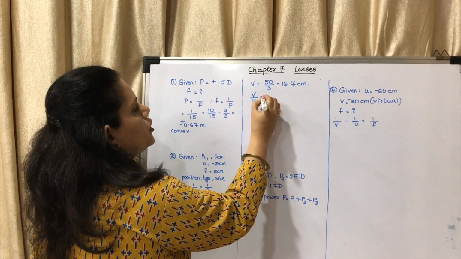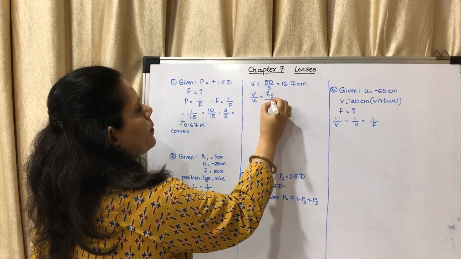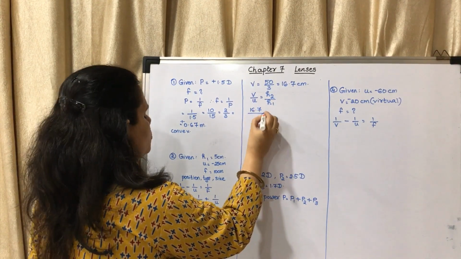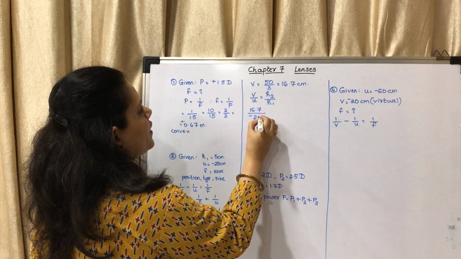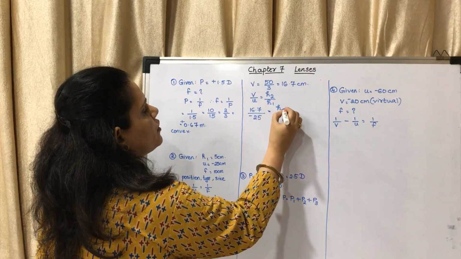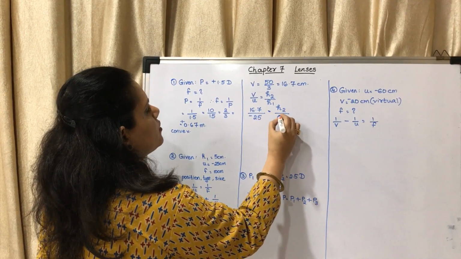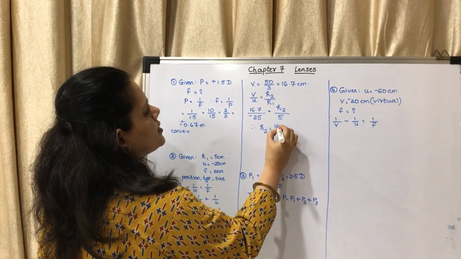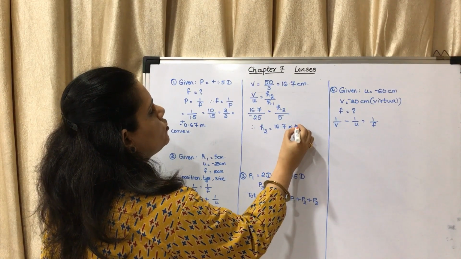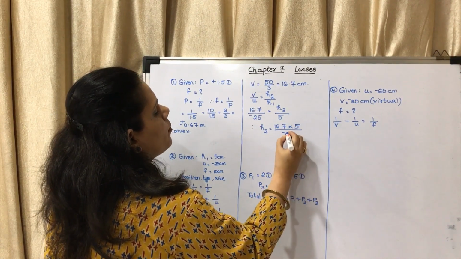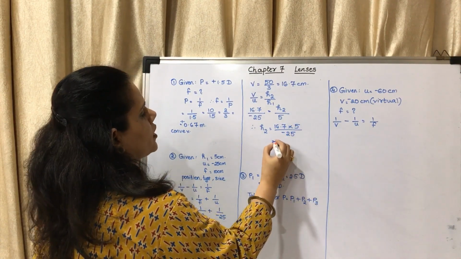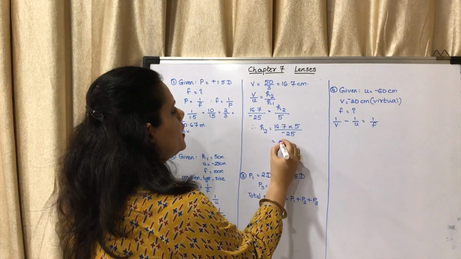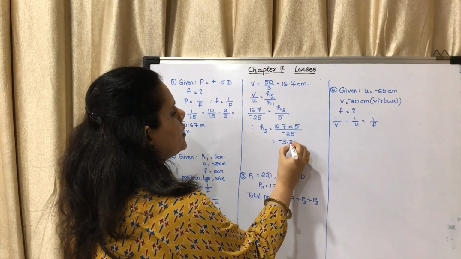Now you have to find out h2. v upon u is equal to h2 upon h1. v is 16.7, u is minus 25, h2 you have to find out, h1 is 5. Therefore h2 is equal to 16.7 into 5 upon minus 25. When you calculate this, you are going to get the value approximately minus 3.3 centimeter.